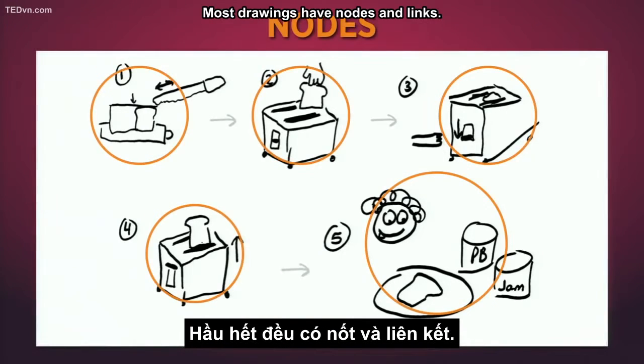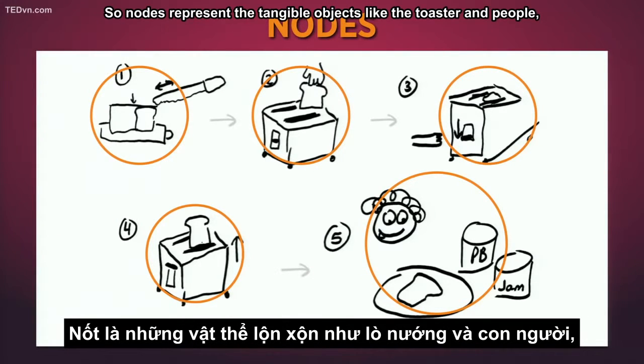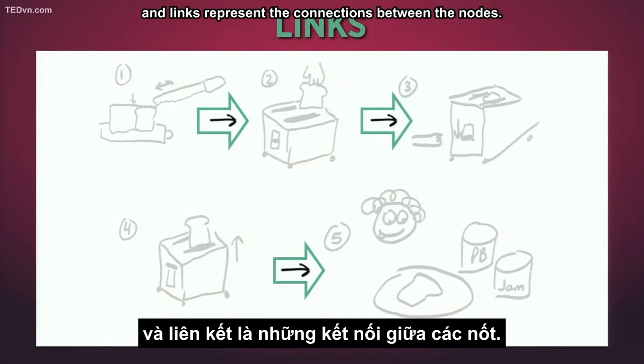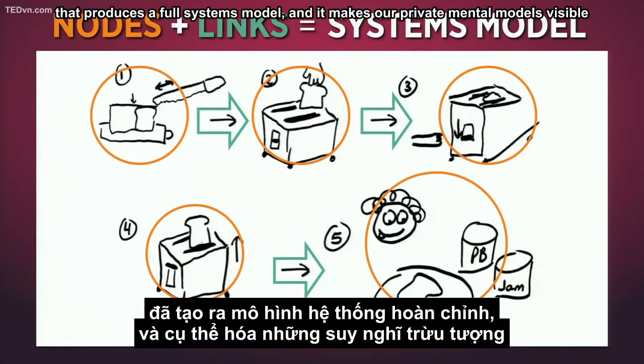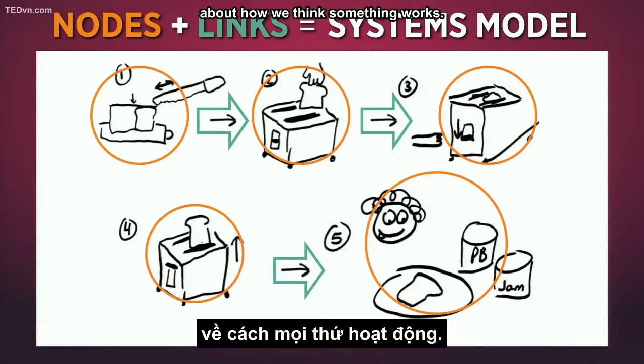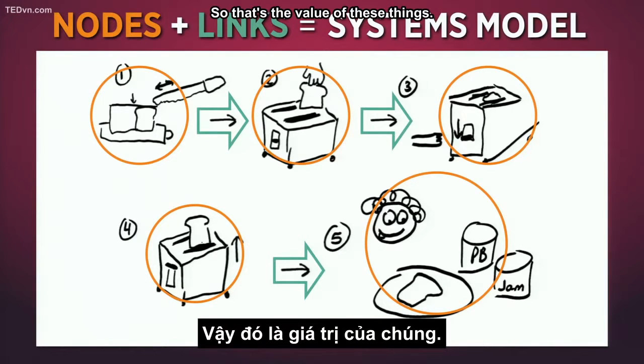So most drawings have nodes and links. Nodes represent the tangible objects like the toaster and people, and links represent the connections between the nodes. And it's the combination of links and nodes that produces a full systems model. And it makes our private mental models visible about how we think something works. So that's the value of these things.